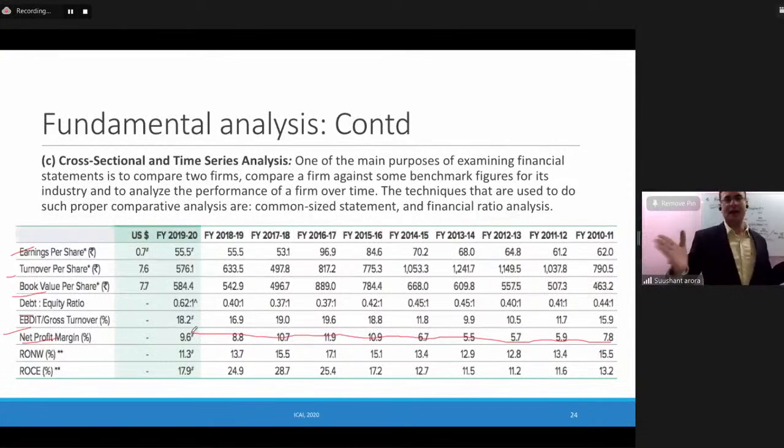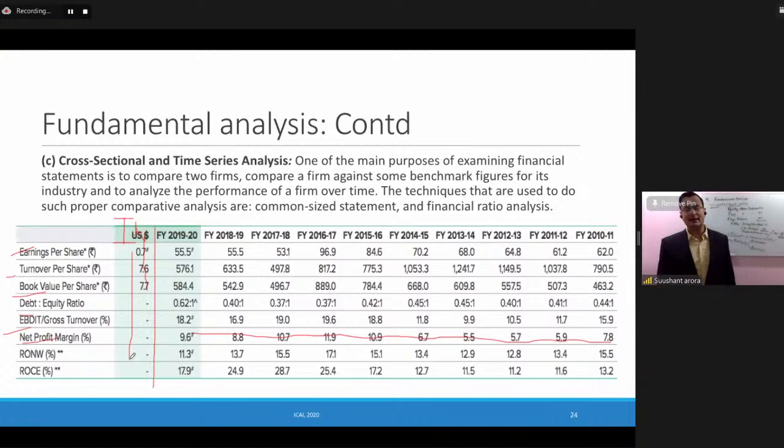So you can see, over the last 10 years, they are able to maintain a good net profit margin, on average about 8 percent, which is okay. Again, if they go for more cost improvisation, they can improve it further. This is just an example of how you can do that. If I put one more figure here, let's say the industry benchmark, let's remove this and put the industry figures and compare. That is called your cross-sectional and time series analysis. I hope that's fine.